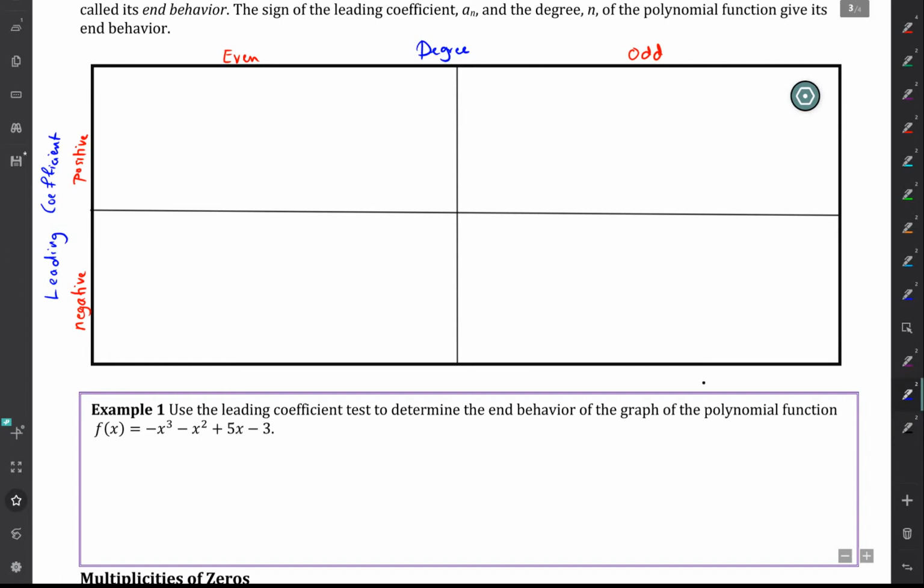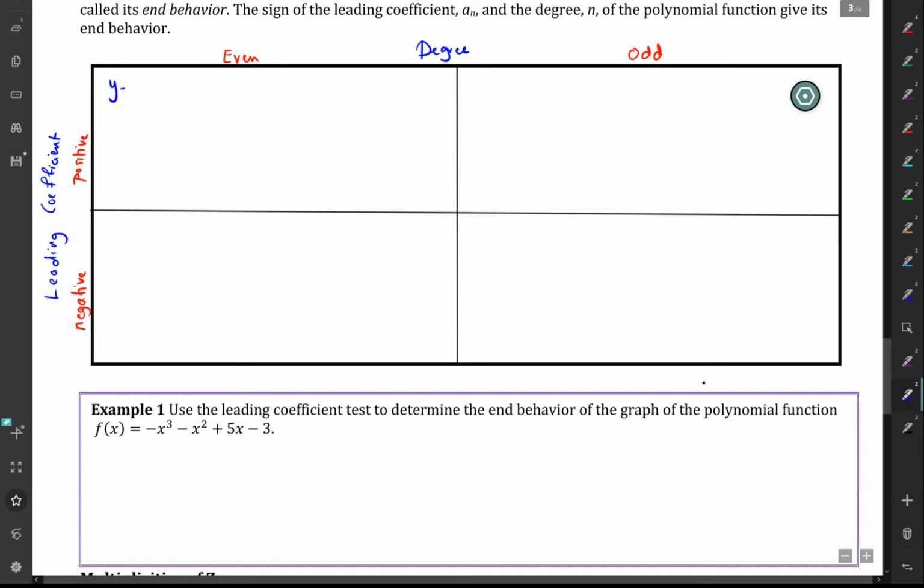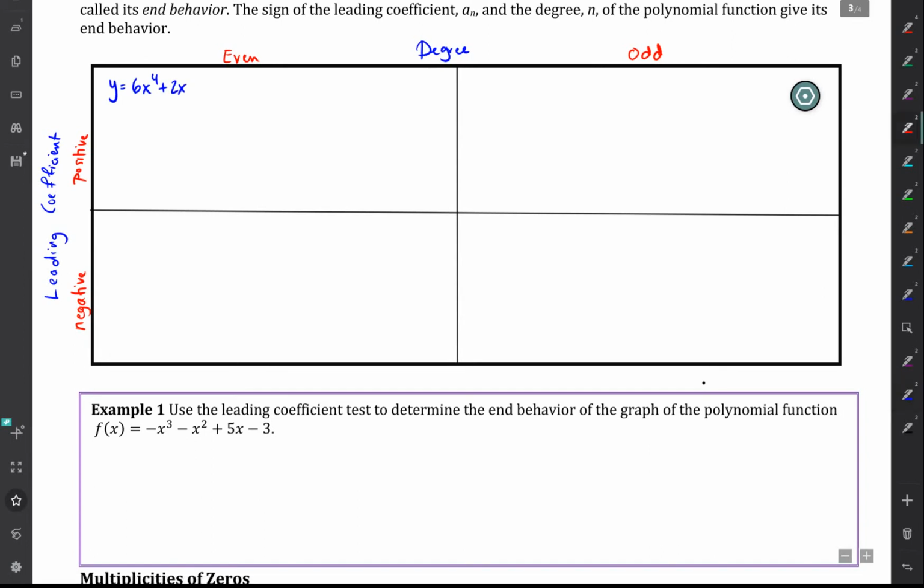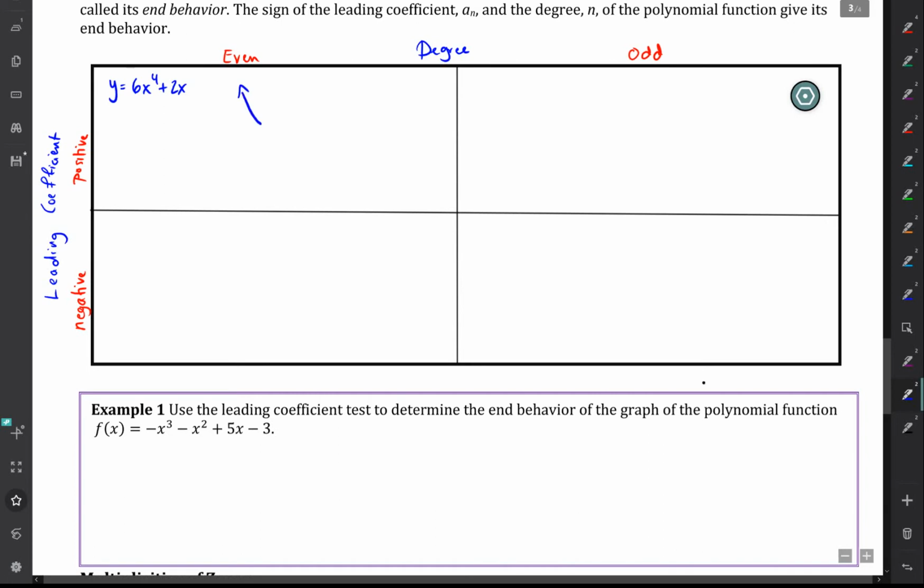If your leading coefficient is positive and your degree is even, an example of this might be y equals 6x to the 4th plus 2x, then here the degree is 4 and the leading coefficient is 6, which is bigger than 0, and your function is always going to have the exact same behavior. It's going to act like x squared in a way. By that I mean it's going to rise to the left and rise to the right. So this is for x being really negative or x being really positive.